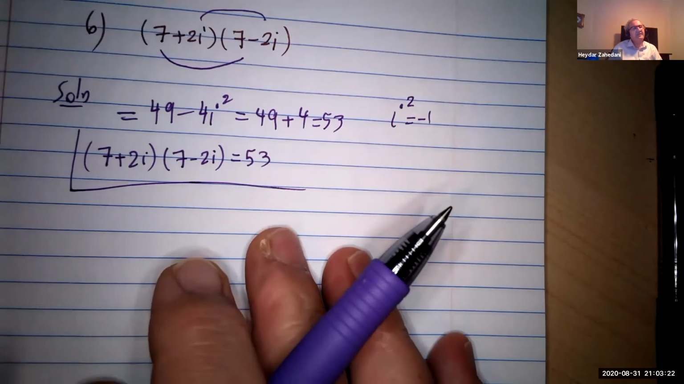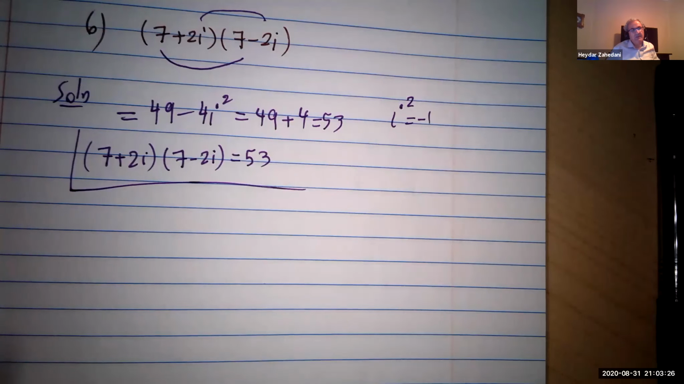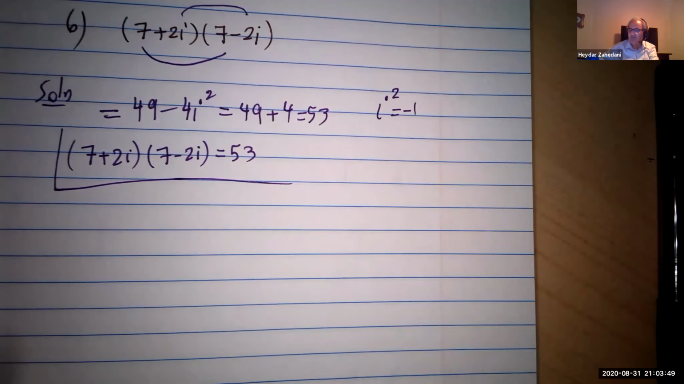So you know that the second one is the conjugate of the first one, as in algebra. 7 plus 2i and 7 minus 2i: one of them is the conjugate of the other one. Any question? So in the case of the multiplication, you may have these types of problems. Again, in your book, they give you this format.